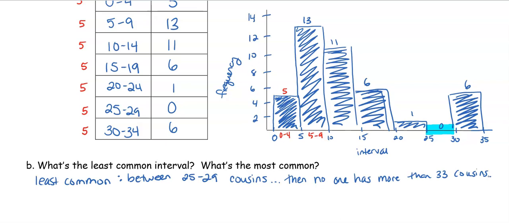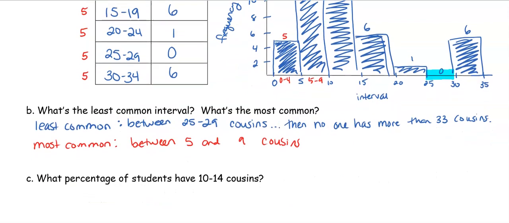What is the most common? We can see right up here. The most common is between 5 and 9 cousins. And I think you guys get it. The lowest bar is the least common, the highest bar is the most common.